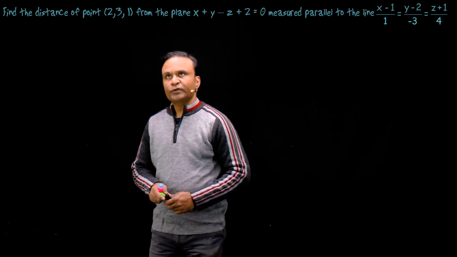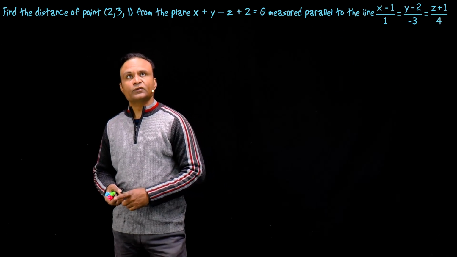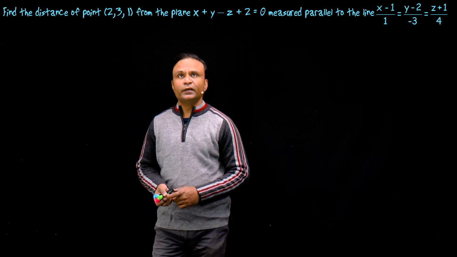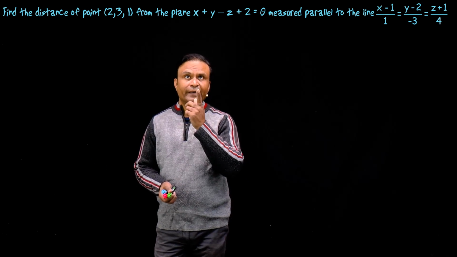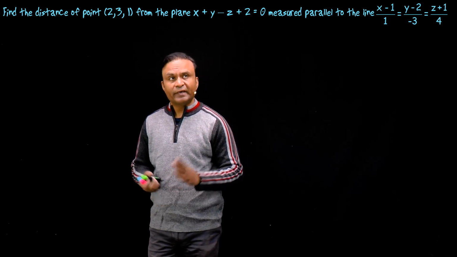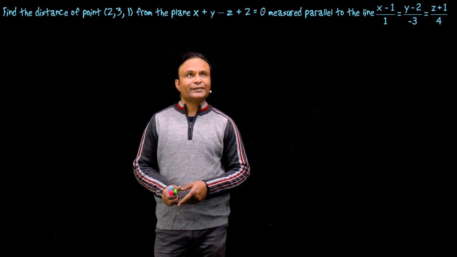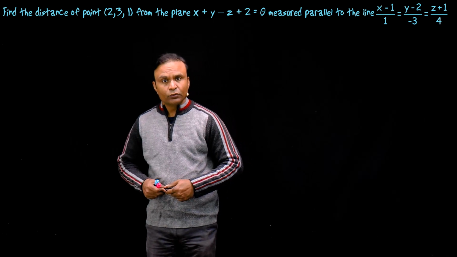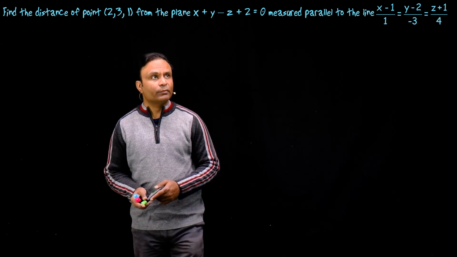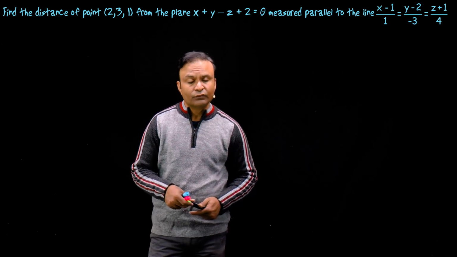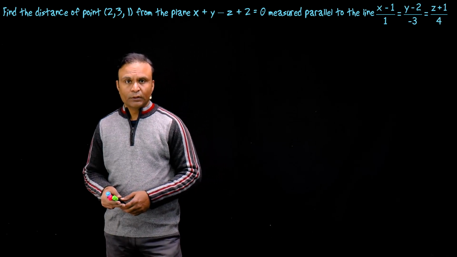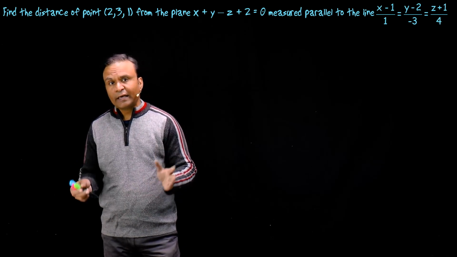Okay, now consider this question. The question is: find the distance of point (2, 3, 1) from the plane x plus y minus z plus 2 equals 0, measured parallel to the line (x minus 1) upon 1 is equal to (y minus 2) upon minus 3 is equal to (z plus 1) upon 4. So again here we have a line and plane.